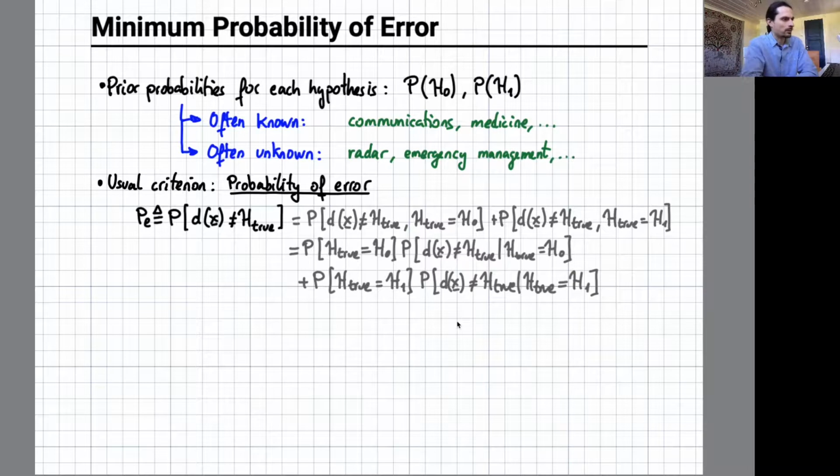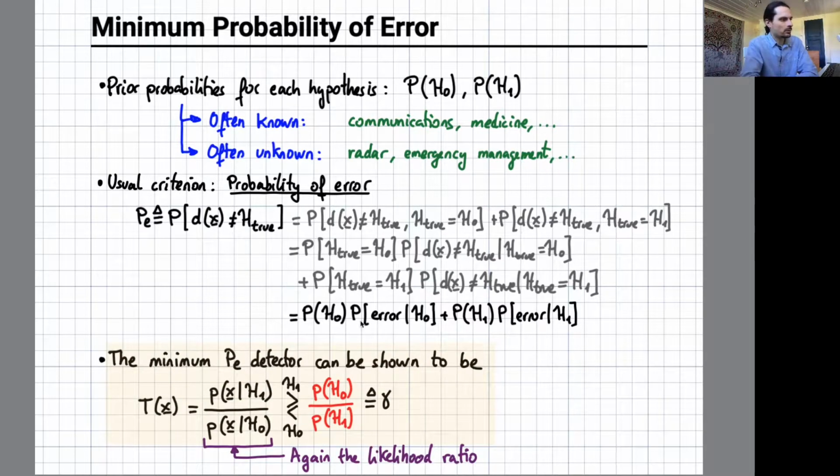So this is like the probability of false alarm, right? Because this is the same as saying the probability of deciding H1 when the truth is H0, and this will be like the probability of misdetection. So this can be even expressed in this way.